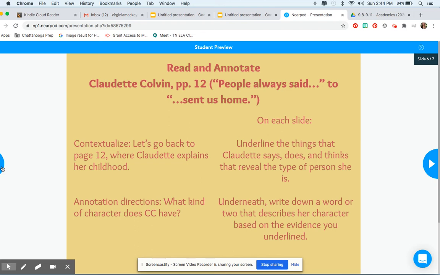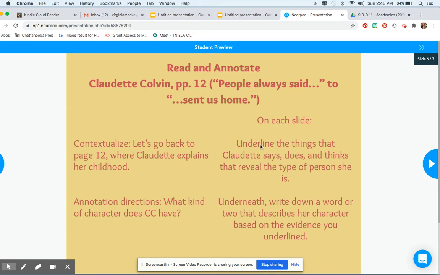Hey guys, so I'm about to model for you what you're going to do on the following slides. We're about to read and annotate starting on page 12, where Claudette explains her childhood. Our annotation directions: we're going to be looking for what kind of character Claudette Colvin has. What are some words that would describe her character, her personality?